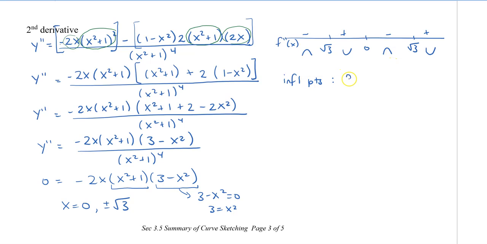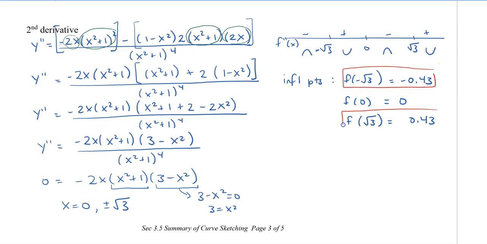And when I plug in f of negative root 3, I'm going to get negative 0.43. I plug in f of 0, and I get 0. Plug in f of positive root 3, and I get 0.43, which should make sense because it actually has odd symmetry. All right, so these are 2 new points here. I already know the 0, 0. So let me plot everything here.